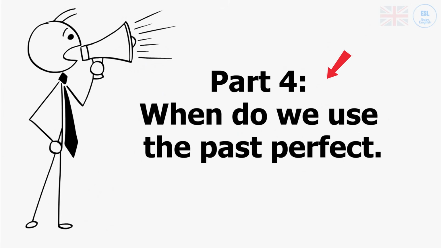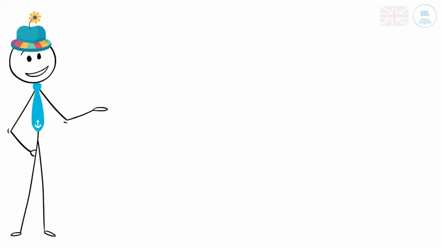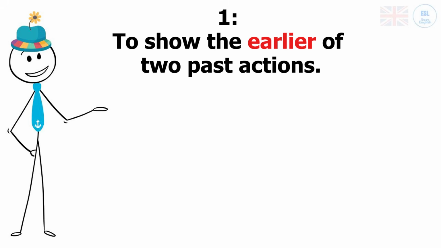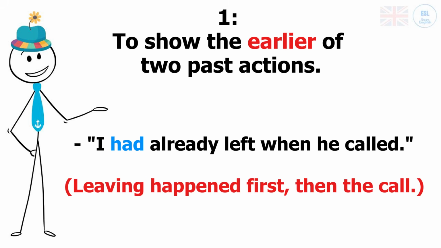Part 4. When do we use the past perfect? There are 3 main uses of the past perfect tense. Let's look at each. 1. To show the earlier of 2 past actions. I had already left when he called. Leaving happened first, then the call.